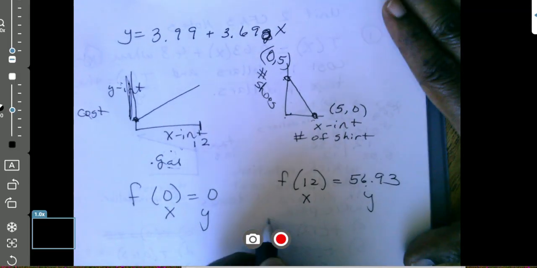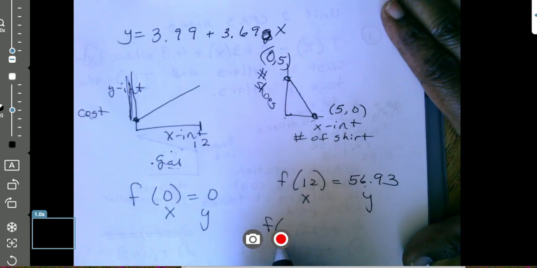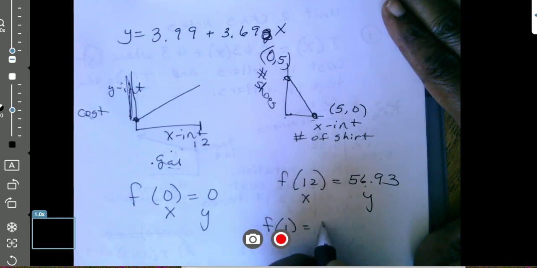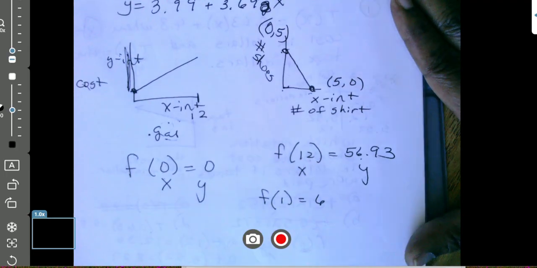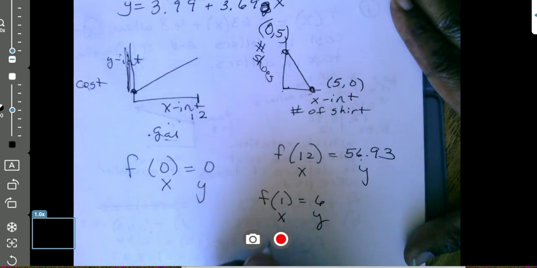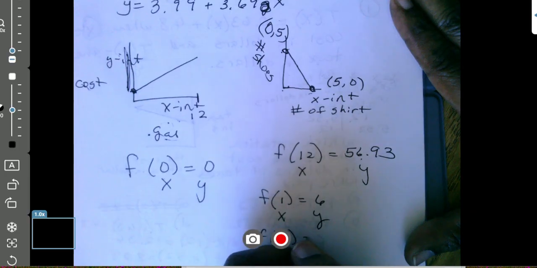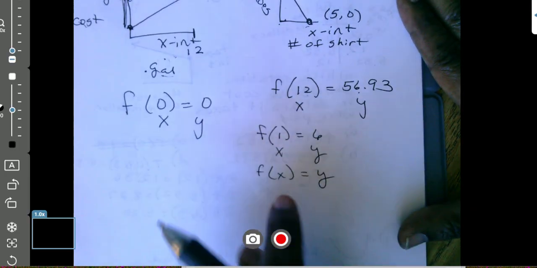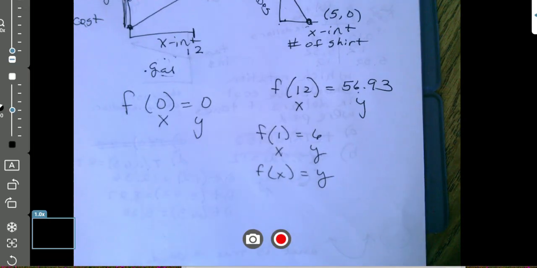Be able to interpret function notation like f of 1 equals 6. This is x, this is y. F of x is y because y is a function of x. Happy testing.